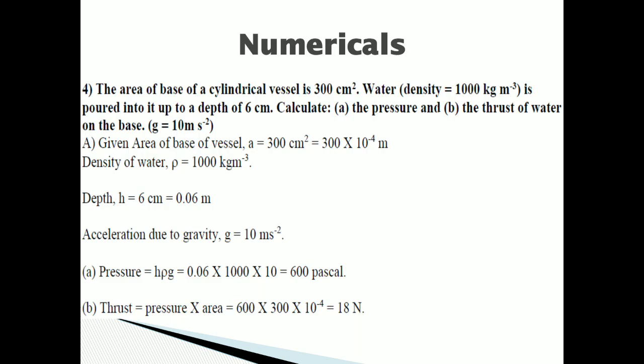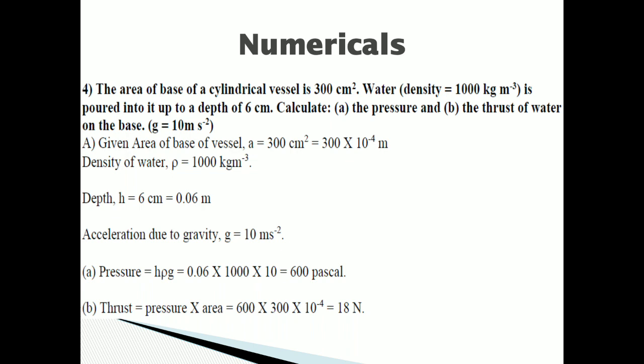Next one: area of the base of the cylindrical vessel is 300 centimeter square. Water, whose density has been given, that is 1000 or 10 raised to 3 kg per meter cube, is poured into a vessel to a depth of 6 centimeter. We have to calculate the pressure and thrust of the water on the base. g they have asked us to take as 10 meter per second square.